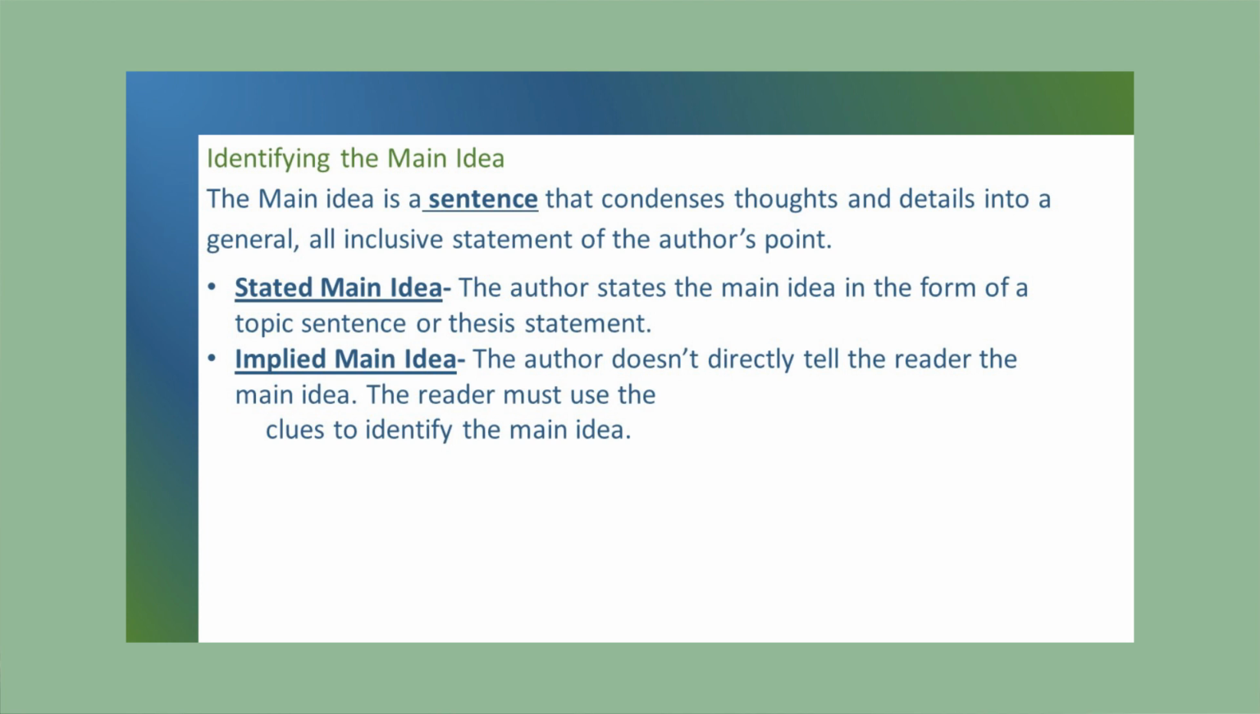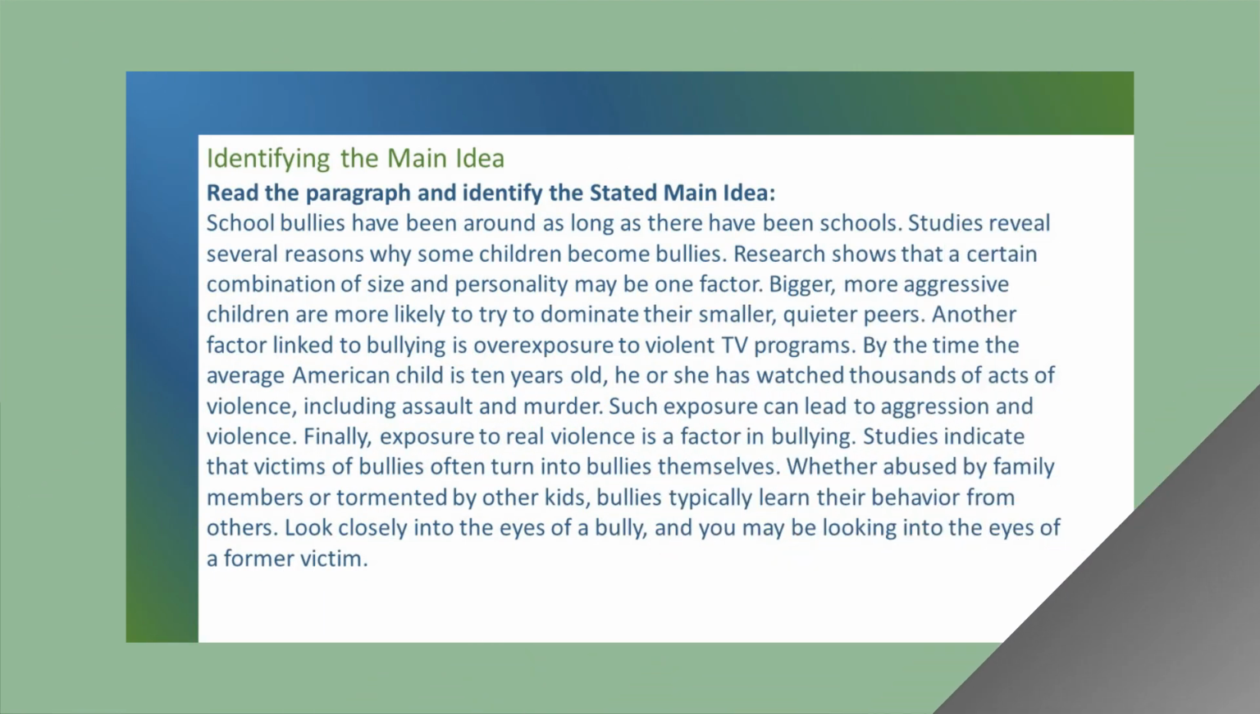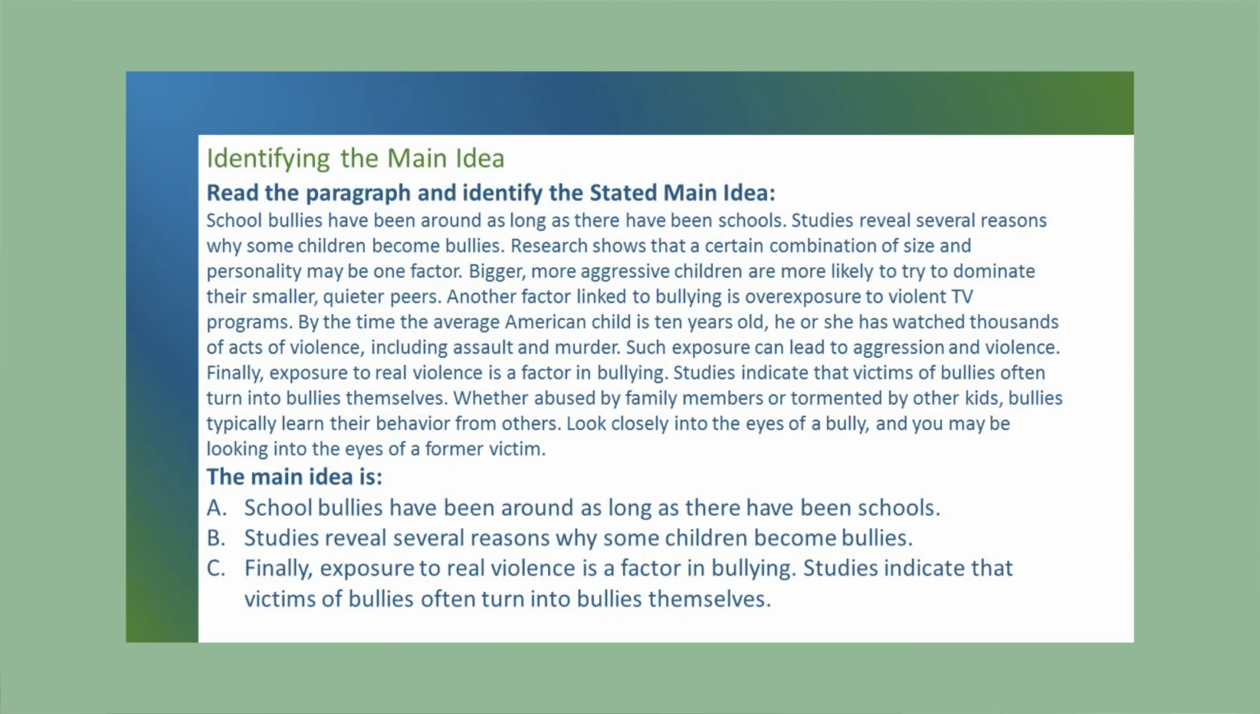I'm going to be first covering stated main idea. Take a look now at the paragraph about school bullying, and see whether or not you can find where the main idea is. Hint, it might not be the first sentence. School bullies have been around as long as there have been schools. Studies reveal several reasons why some children become bullies. Research shows that a certain combination of size and personality may be one factor. Bigger, more aggressive children are more likely to try to dominate their smaller, quieter peers.